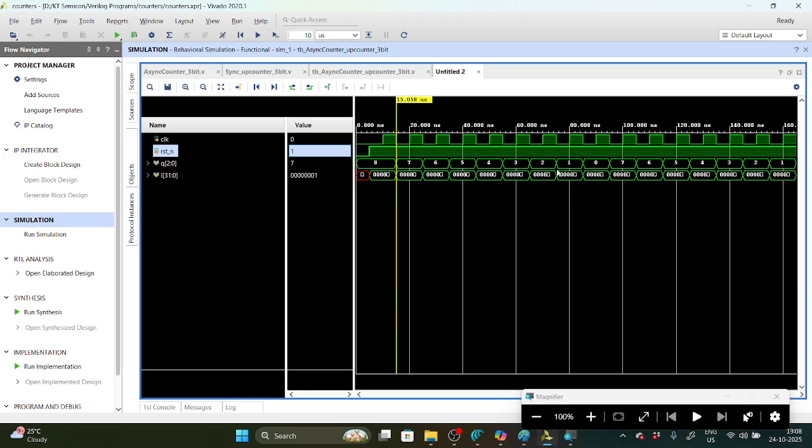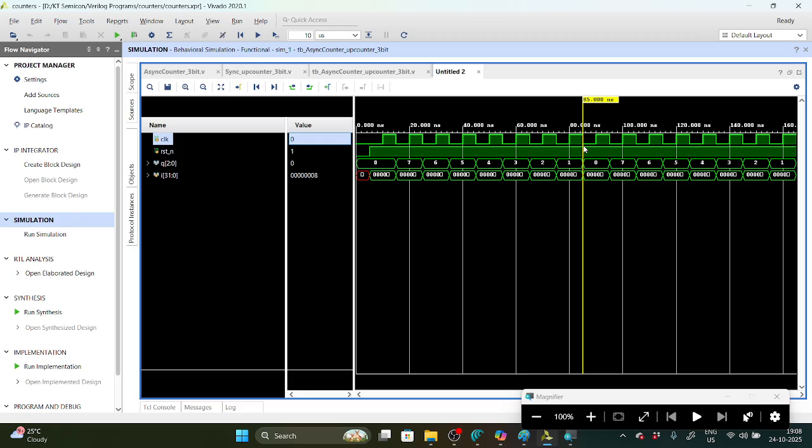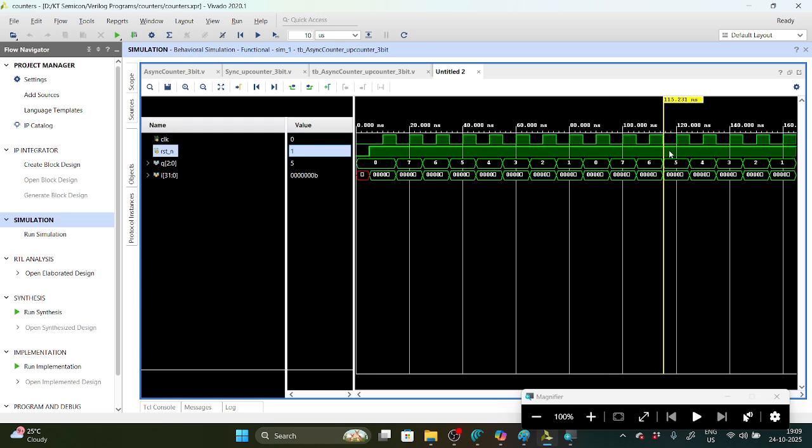During the negative edge of the clock only the flop will trigger. That's because in the always block's sensitivity list you have given negedge of clock and negedge of reset, no? Based on that, during the negative edge of the clock the output will trigger, and you are getting this, I can use it as a down counter. This is nothing but a down counter.